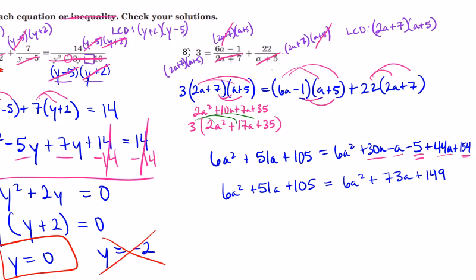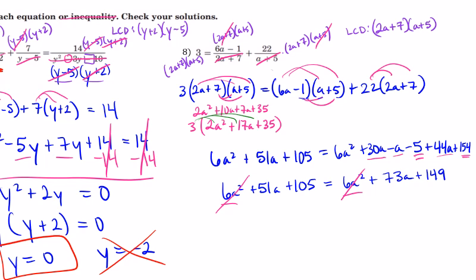Okay, so now we're going to get everything on one side because we have a quadratic. And actually, real quickly, notice that 6a squared and 6a squared are the same. So we can actually just cancel those out. If we subtract 6a squared from both sides, those cancel out. So actually, this turns out to be just a linear equation.